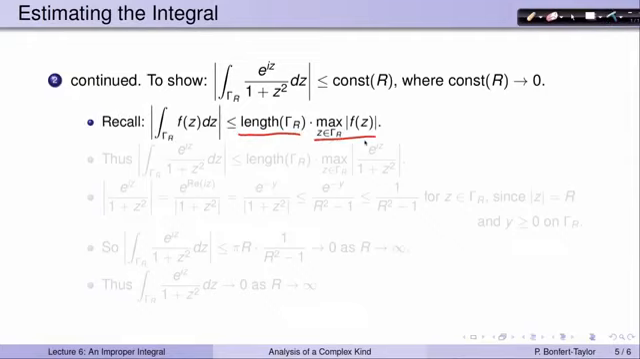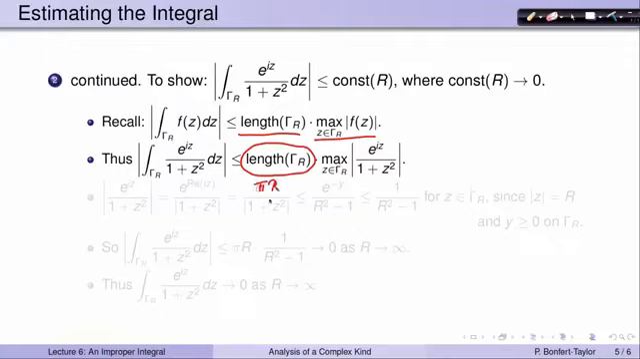So therefore, in our case, the absolute value of the integral over gamma r of the function e to the iz over 1 plus z squared is bounded above by the length of the curve gamma r, and that's pretty easy to find. The length of the curve gamma r is a semicircle of radius r, so it's pi r, times the maximum of e to the iz over 1 plus z squared. So how do I estimate that?